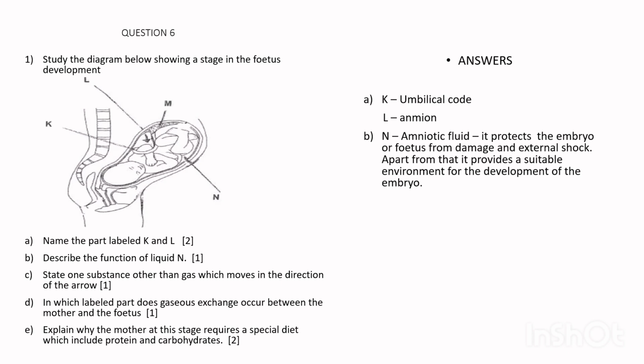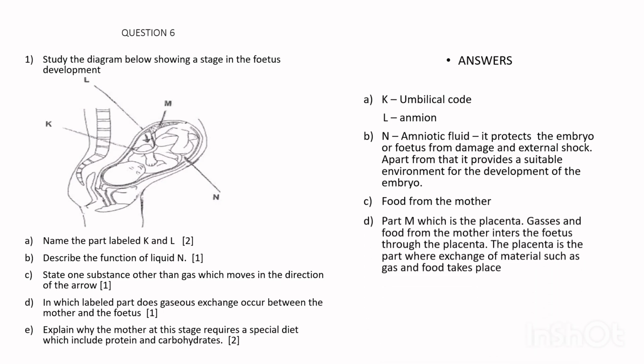State one substance other than gas which moves in the direction of the arrow. So as you can see that arrow there, that arrow is simply giving us the information that the substance was moving from the mother's bloodstream to the what? To the fetus bloodstream. So which substance moves in that direction apart from gas? Okay, so we can say food from the mother. We move to question D. In which labeled part does gaseous exchange occur between the mother and the fetus? Very simple.